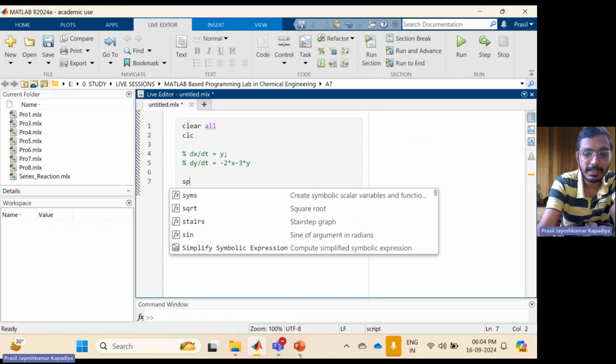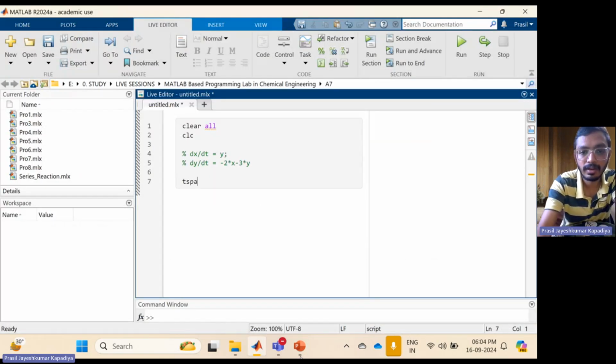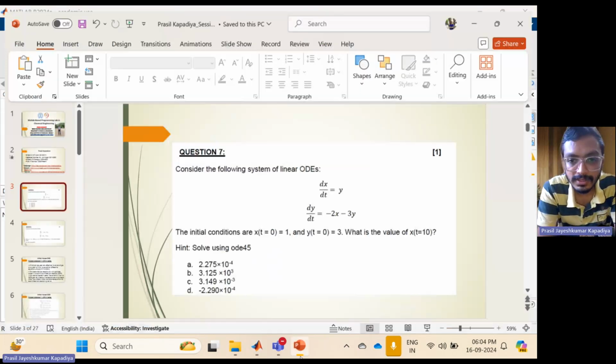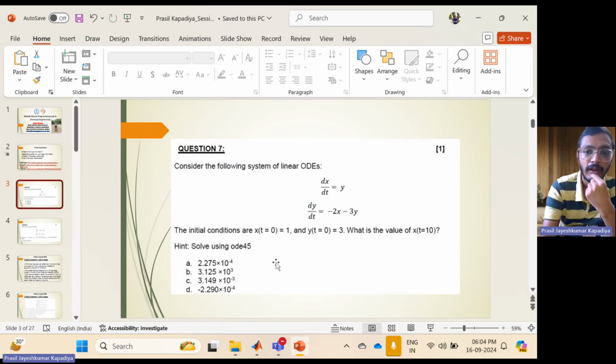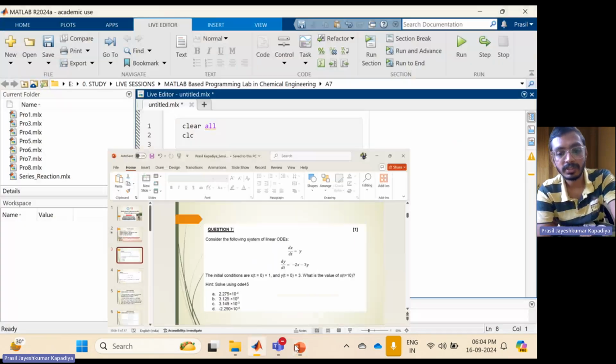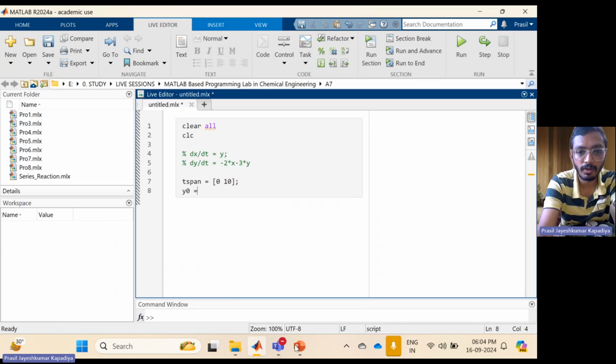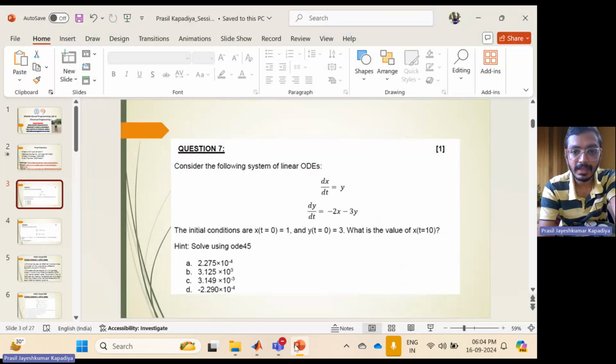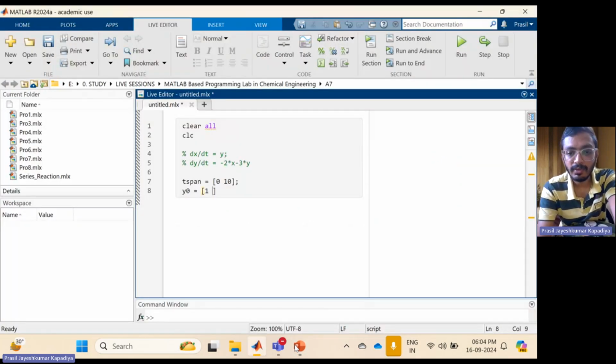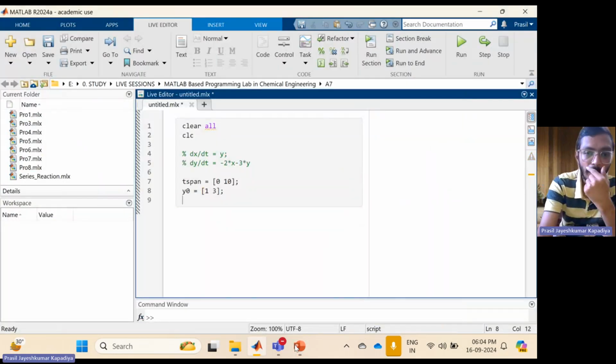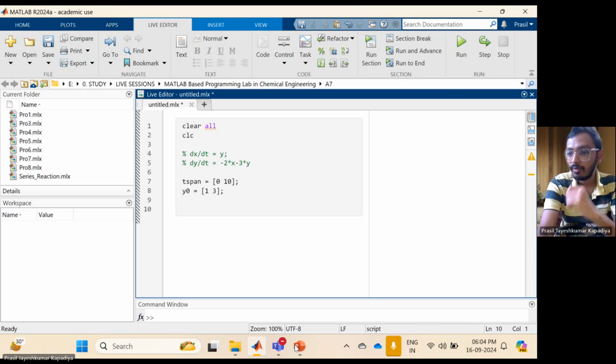We need the value at t equal to 10. So I will specify my time span from 0 to 10, because we are supposed to give a value at t equal to 10. The initial values are given to us: when t is equal to 0, my first variable x is equal to 1, and y is equal to 0. I will write these as y0. These are all initial values. Correct? Now let's first write down the function for solving this.